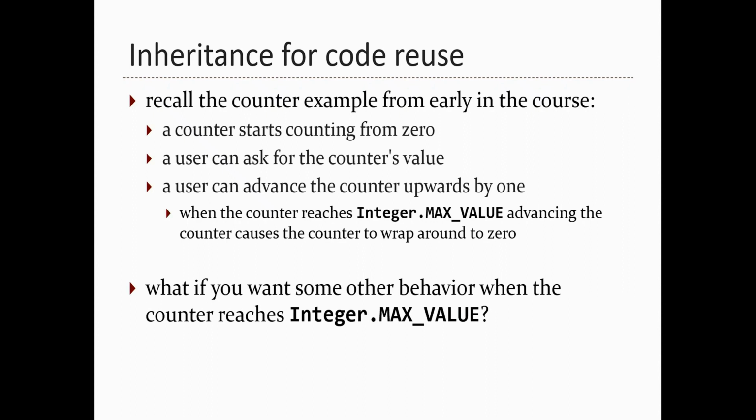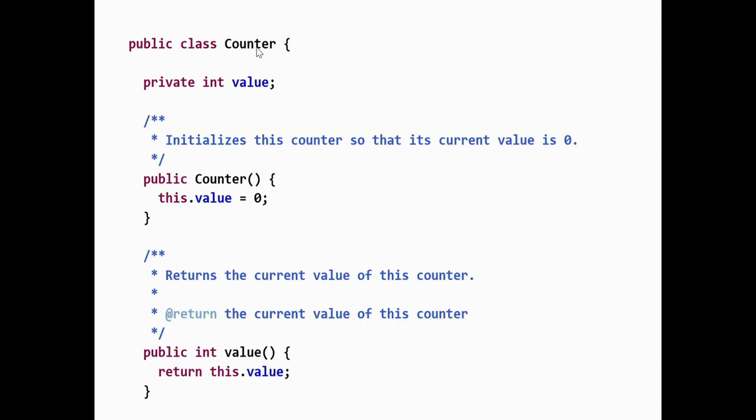So remember our counter class. Our counter starts counting from 0, goes up, hits Integer.MAX_VALUE, and then comes back around to 0, and it works just fine. Now, say you need a counter of some kind, but you don't want it to wrap around when it hits Integer.MAX_VALUE. You want something else to happen. So can I take this counter class, extend it, and change what happens when it hits Integer.MAX_VALUE?